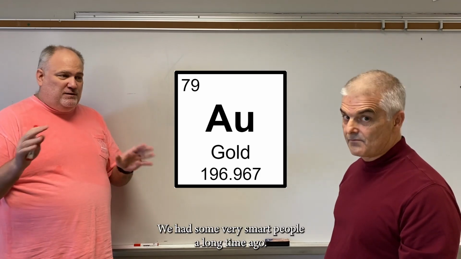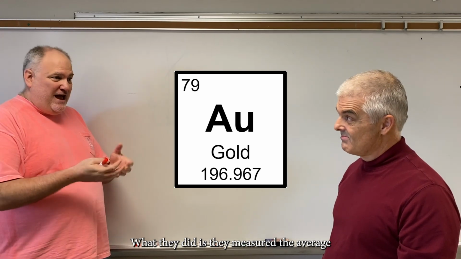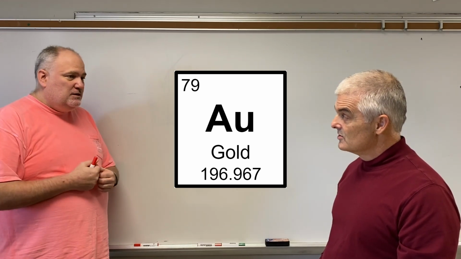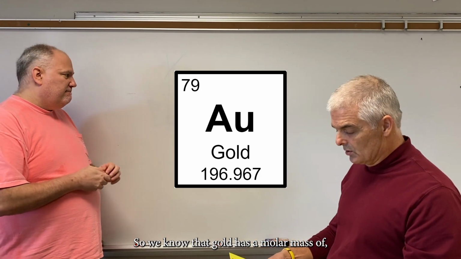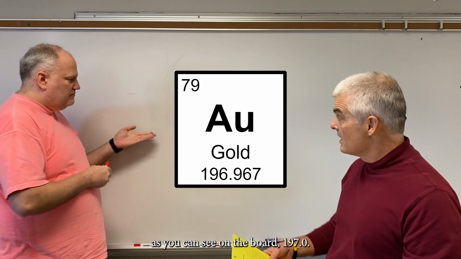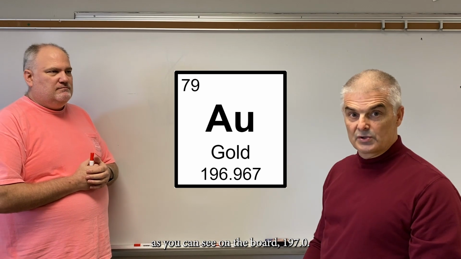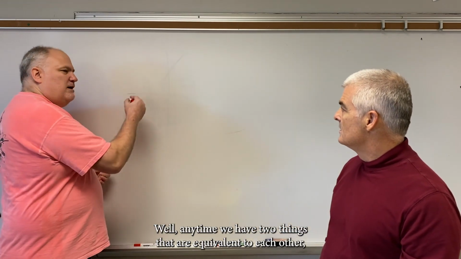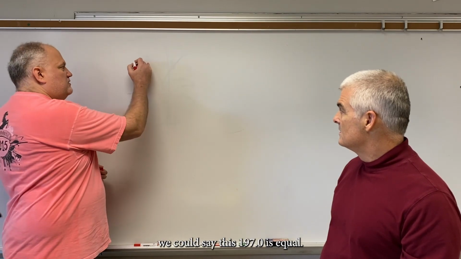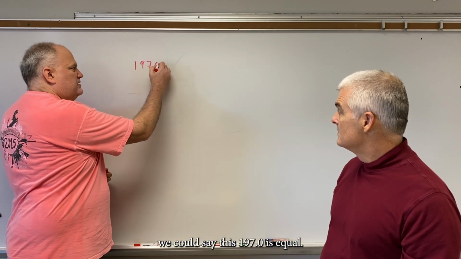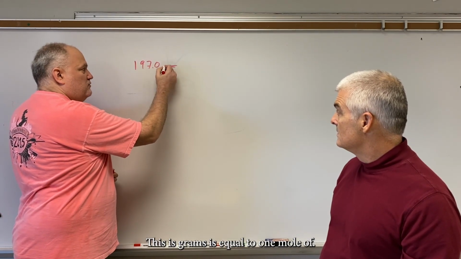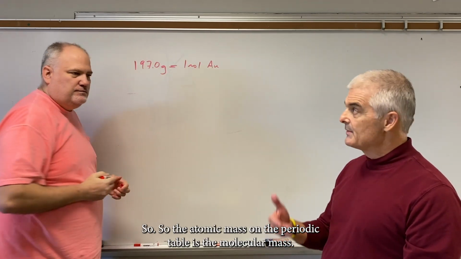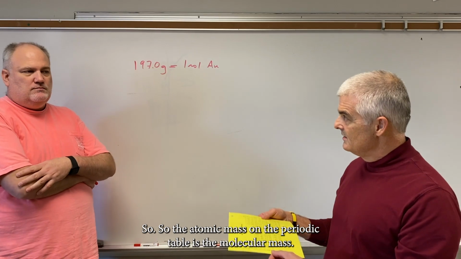We had some very smart people a long time ago. What they did is they measured the average molar mass of all the particles on the periodic table. So we know that gold has a molar mass of 197.0. How would you write that as a conversion factor? Anytime we have two things that are equivalent to each other, we can say 197.0 grams is equal to 1 mole of gold. So the atomic mass on the periodic table is the molar mass.